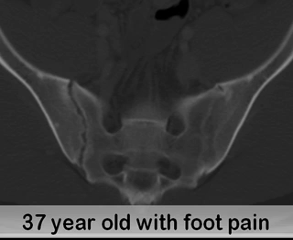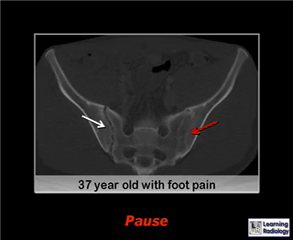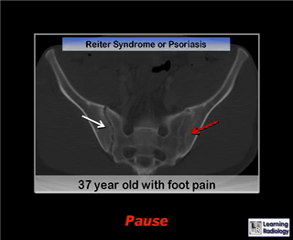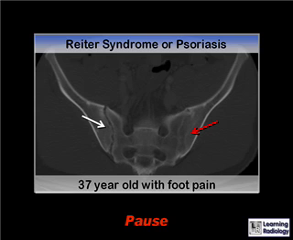Well, you can see that there is bilateral involvement of the sacroiliac joints, but it is asymmetric. The left sacroiliac joint, to which the red arrow is pointing, is nearly fused, whereas the right sacroiliac joint, the white arrow, is narrowed and irregular. With a history of foot pain, you might lean toward Reiter syndrome, which is what this patient had, but this could represent either Reiter syndrome or psoriasis or even rheumatoid arthritis.